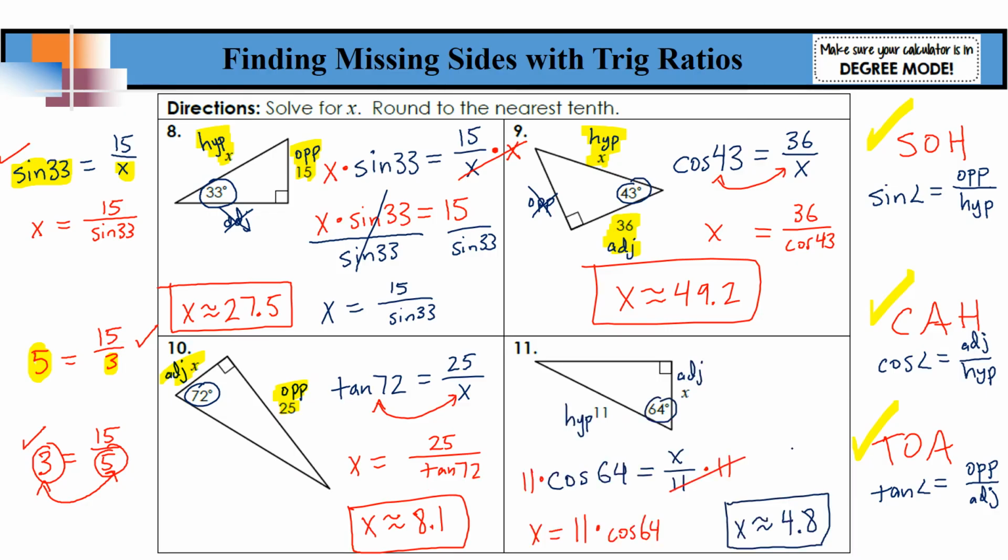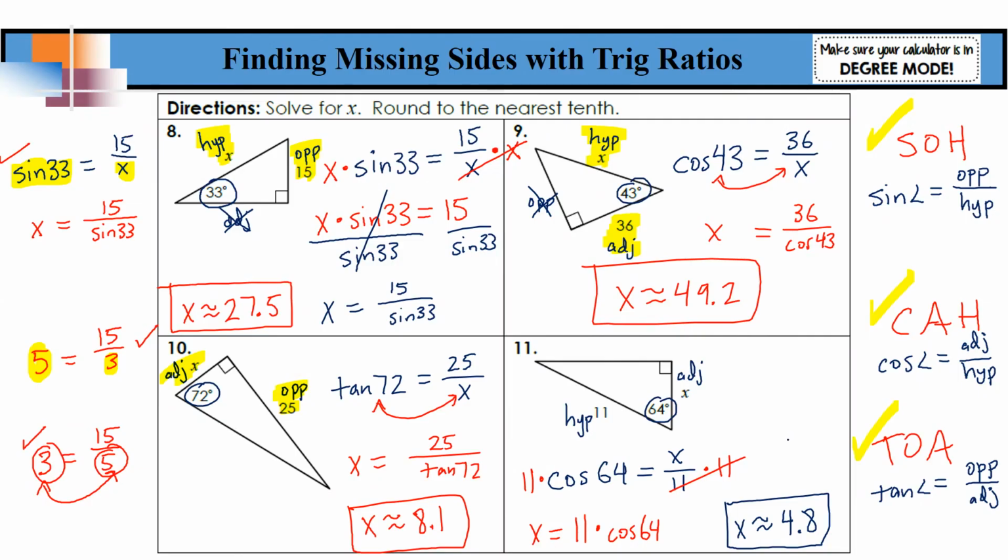All right, so here's the answer to number 11. You might have noticed in this particular example that x did not end up in the denominator, right? We had adjacent and hypotenuse, which means we used cosine. Cosine of 64 was equal to adjacent over hypotenuse, or x over 11. Then to get x by itself, we just multiplied both sides by 11. So x was equal to 11 times cosine of 64, and when you type that into your calculator, you should find that x is approximately equal to 4.8.